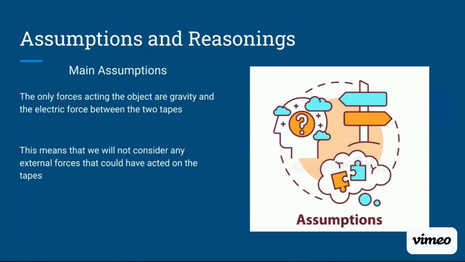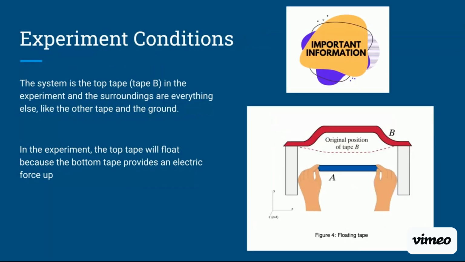Now we must cover some major assumptions in the experiment, and one is that our object only experiences gravitational and electric force. This means we will not consider any external forces that could have acted on the tape. On top of these assumptions, it is important to know that the system, which is what we will analyze, is simply the top tape, which is tape B, in the experiment, and everything else is the surroundings, like the bottom tape and the ground. To get into some detail about the experiment, we will have two tapes aligned vertically, causing the top tape to float since the tapes repel each other since they have the same charge. Then the top tape will be at rest while floating in the air, and this is due to the electric force and gravitational force acting on the tape.